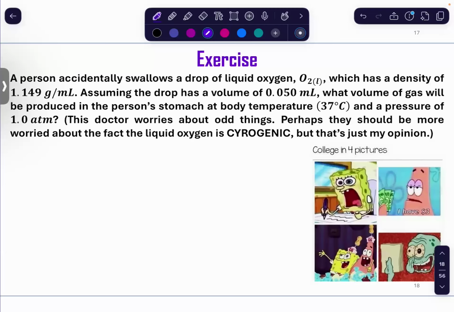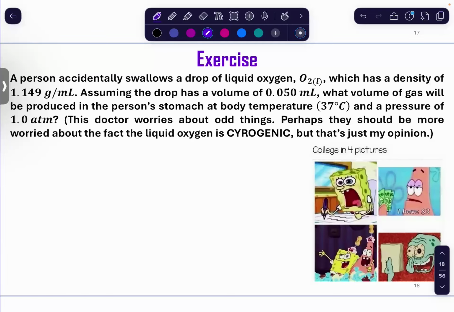Now, as you can see, I think this exercise focuses on the wrong question. I think the problem is how do they get a drop of liquid O2 in the first place, and how do they swallow it? Liquid O2 is part of rocket fuel. It's cryogenic. You're not just going to swallow it by accident. That'd be incredibly painful. Sometimes you look at questions in textbooks and go, not a realistic scenario, but okay.